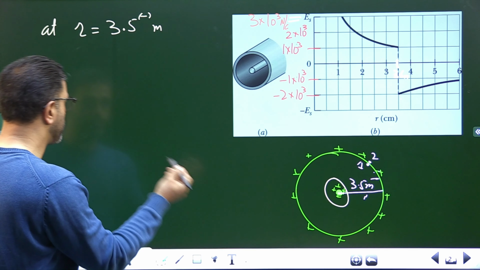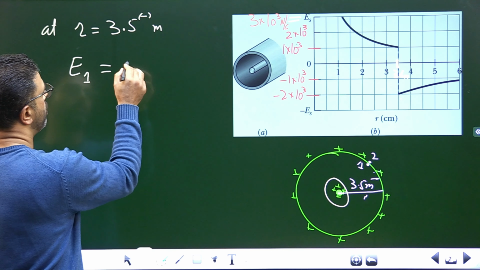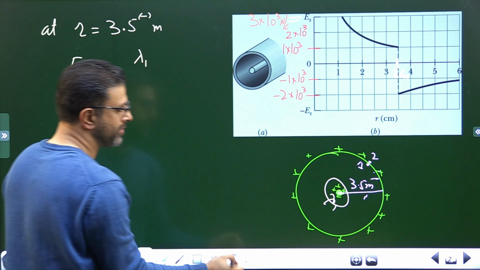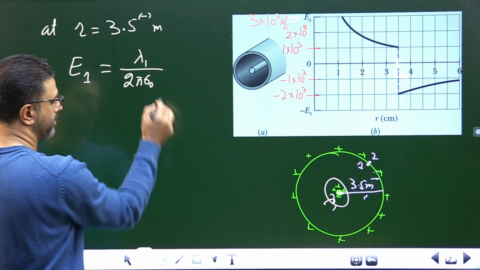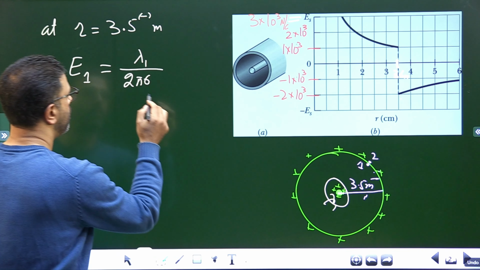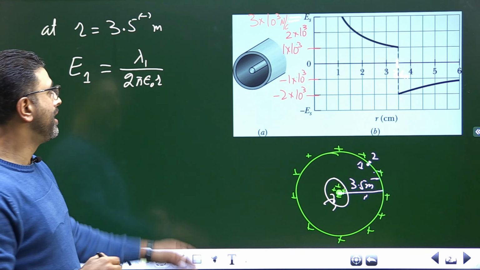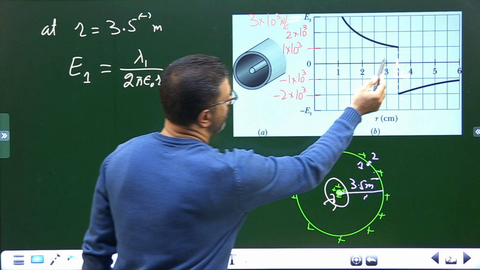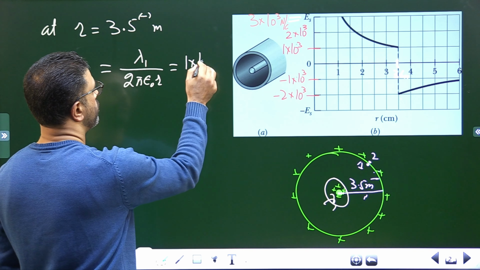And the field because of the solid cylinder, we already know, I'll call this E1, is equal to lambda 1, I'll call this one having charge density lambda 1, divided by 2 pi epsilon 0 r. And r is 3.5. Now this thing from the graph is 1 into 10 to the power 3.